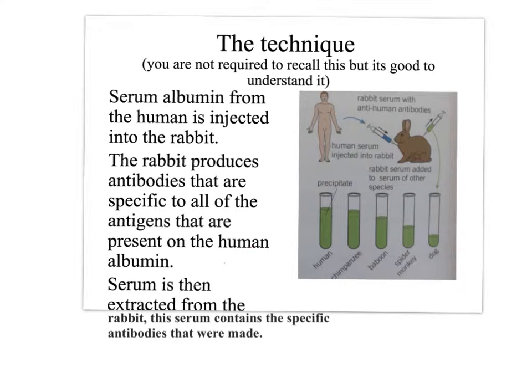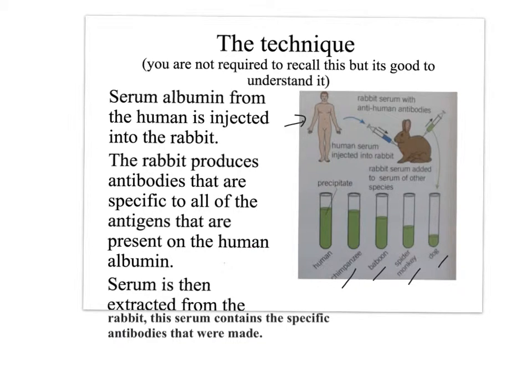Now, when we have a look at this technique, you don't actually have to be able to recall the technique, but it's really good to understand what's going on, okay? So remember, what we're trying to do is compare albumin from humans with albumin from chimps, baboons, spider monkeys and dogs, and see which we're most closely related to.